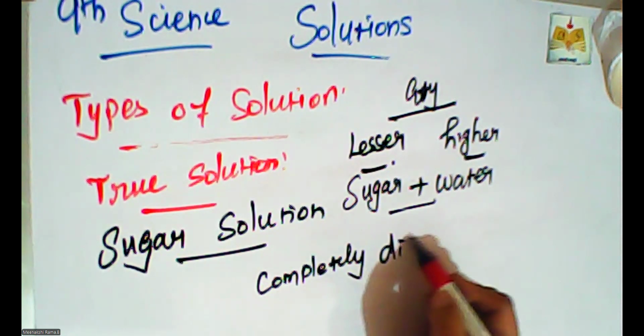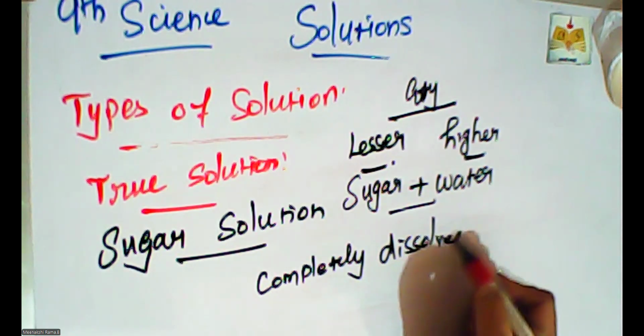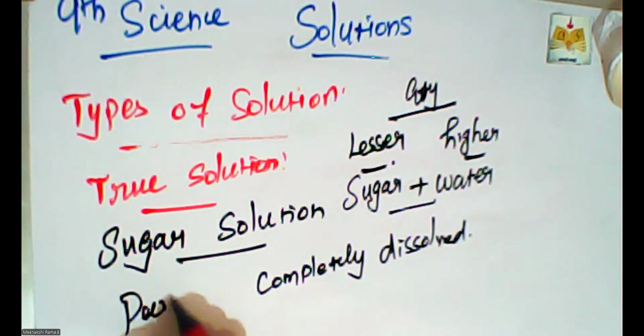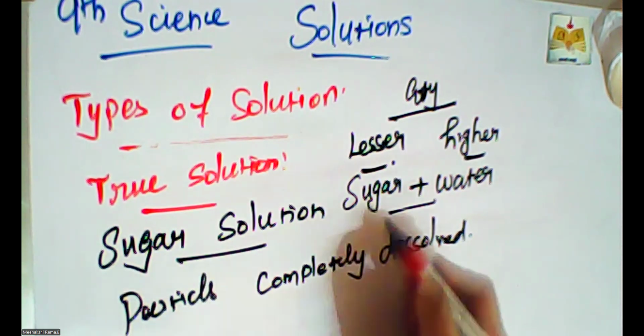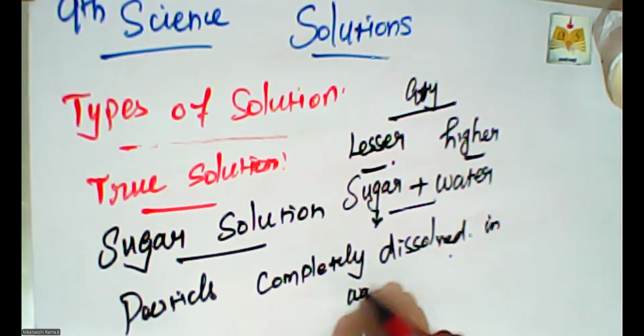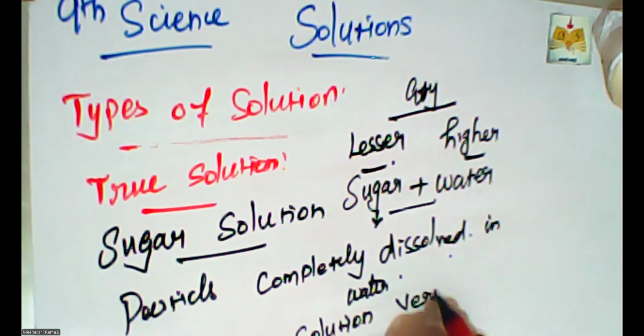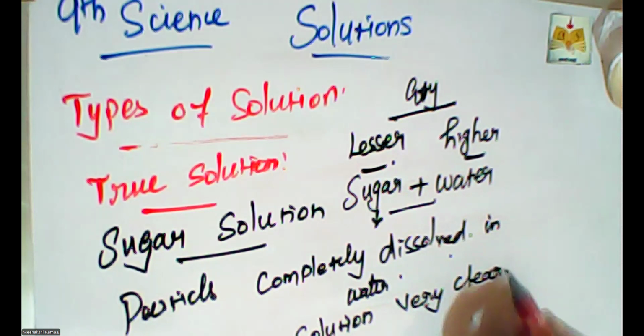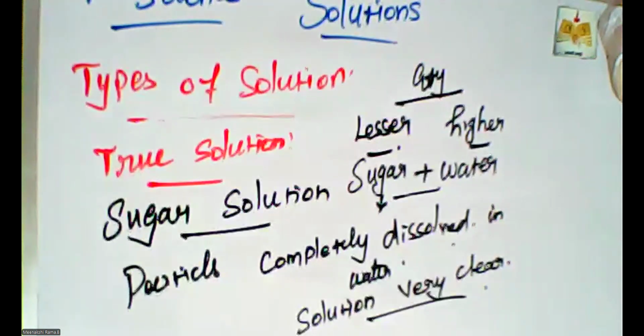Completely dissolved. Which one? Particles. So, the sugar is completely dissolved in water. And then the property, the solution is also very clear. So this type of mixture is called a true solution. These are the main characteristics and properties of that solution.